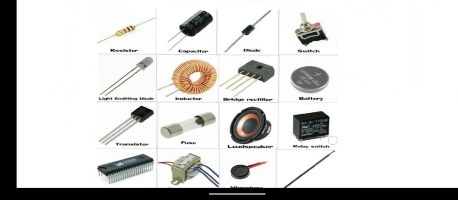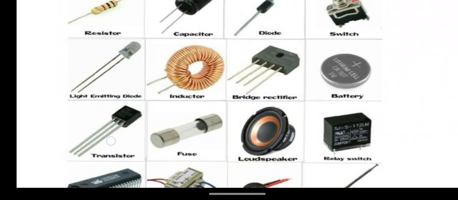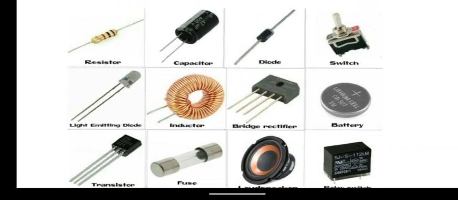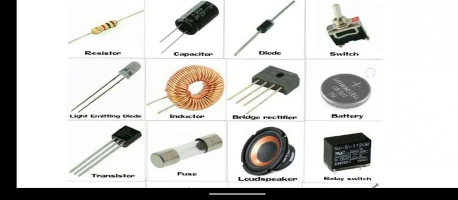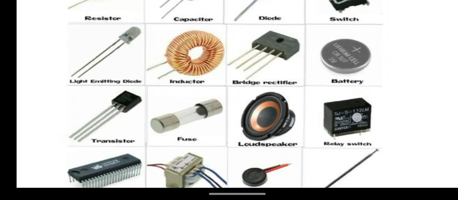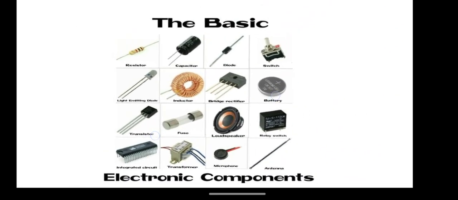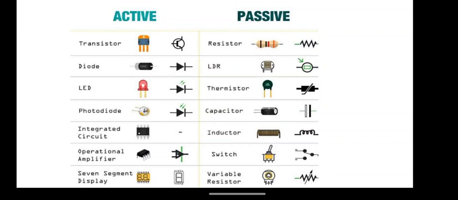Just a glimpse of the basic electronic components that are used in general: the resistors, the capacitors, switches, light emitting diodes, the inductors, transistors, and so on. Hope you would have come across these components in your basic electric circuits lab and theory and electron devices subject as well. Once again, fundamentals: active and passive electronic components mainly.